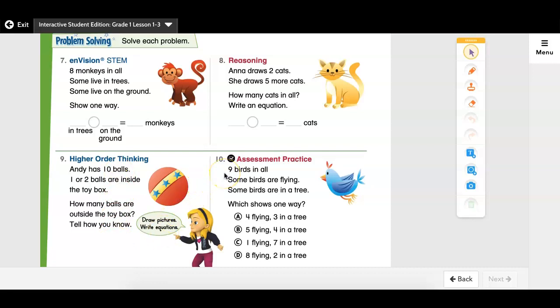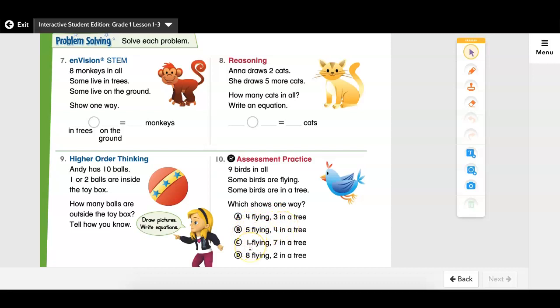Our last one, number 10, it says 9 birds in all. Some birds are flying. Some birds are in a tree. Which shows one of the ways? So, boys and girls, I want you to look at every answer choice before you decide. A says 4 are flying, 3 are in the tree. B says 5 are flying and 4 are in the tree.